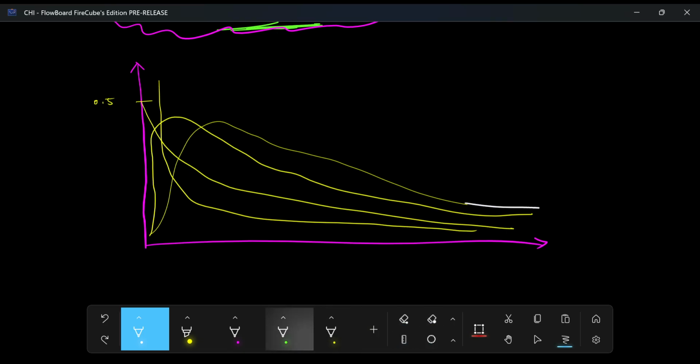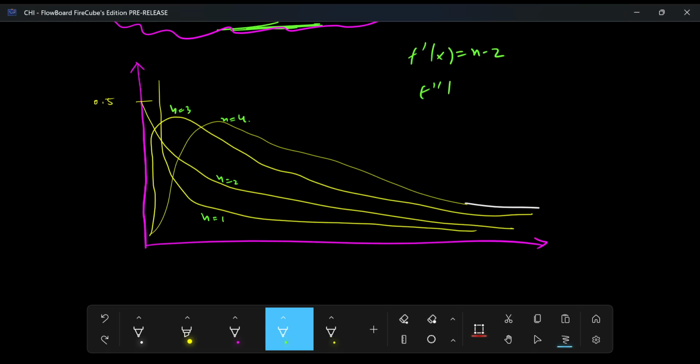See, this is for n is equal to 1, and this is for n is equal to 2, this is for n is equal to 3, this is for n is equal to 4. Now we have the f dash x is equal to n minus 2, f double dash x is equal to n minus 2 minus x divided by 2x. Clear?